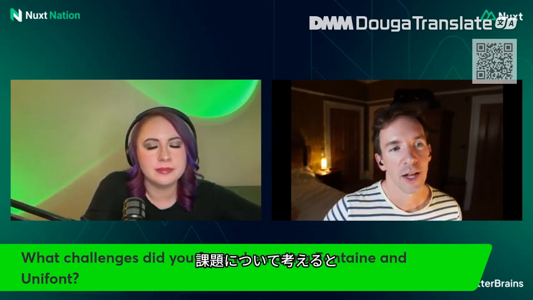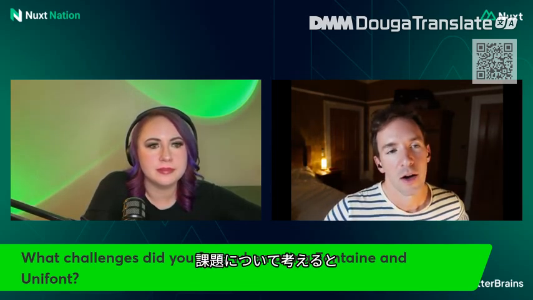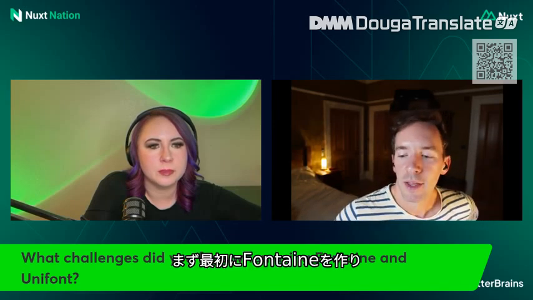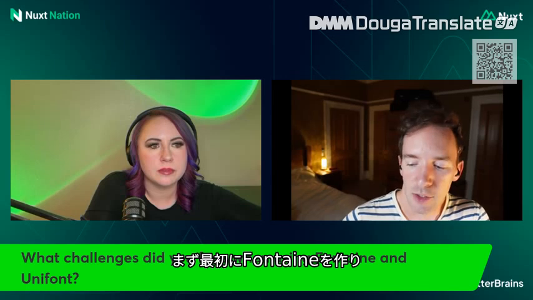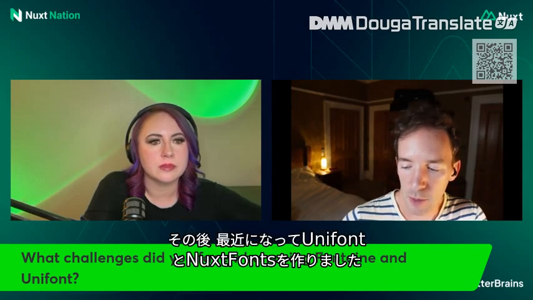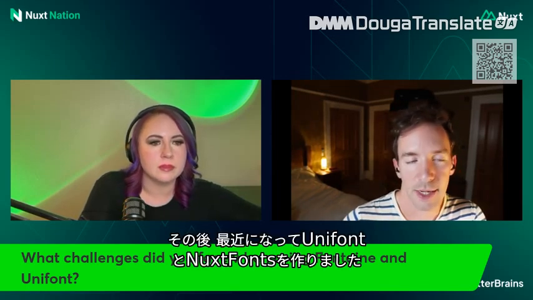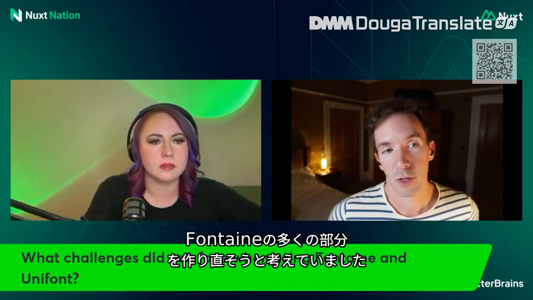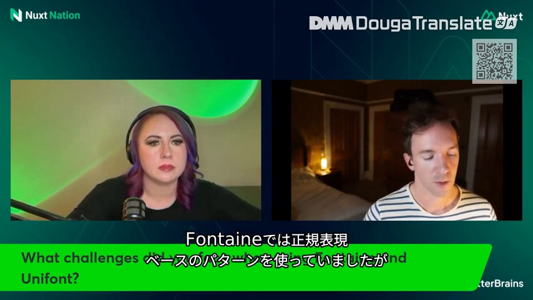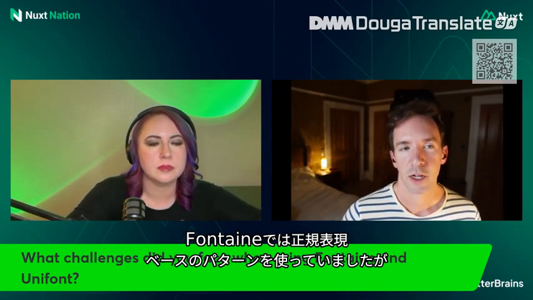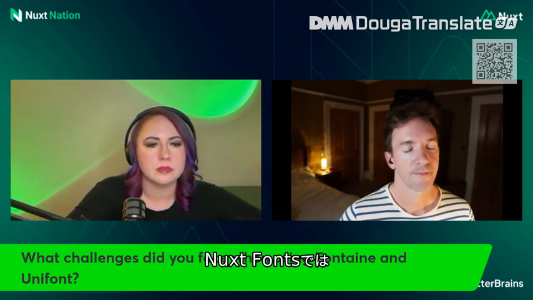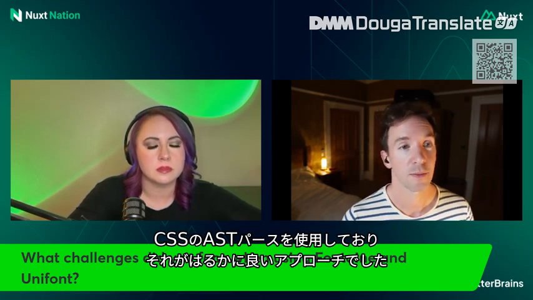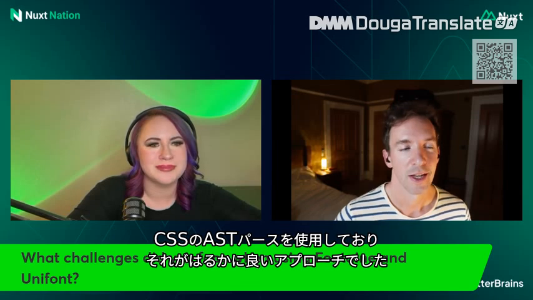So the challenges, I think, that's interesting. I built Fontaine first, and Unifont more recently, and Nuxt Fonts more recently still. And I think when I originally built it, I plan to go back and redo a lot of Fontaine. I was using a regex-based pattern. With Nuxt Fonts, we use AST parsing for CSS, and it's a much better approach.